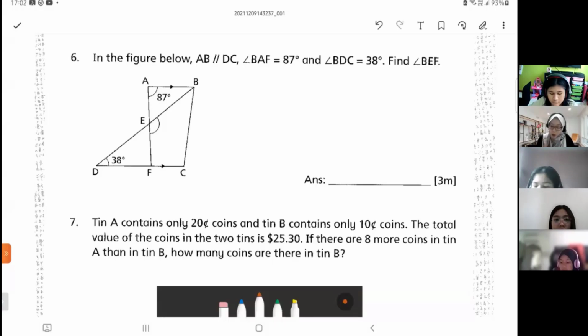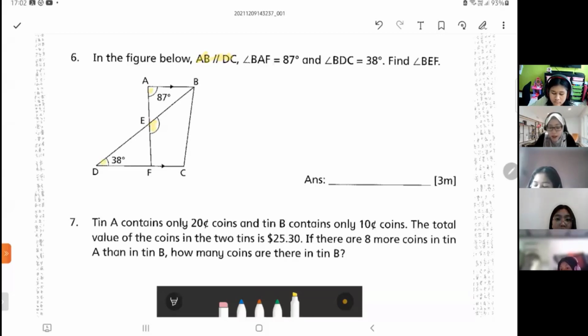Okay, in the figure below, AB is parallel to DC. Angle BAF is 87 degrees, which is this one. BDC is 38 degrees, which is this one. Find angle BEF, this yellow colored one.